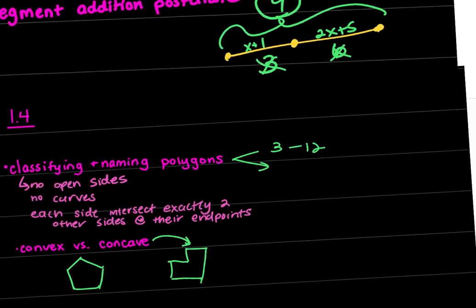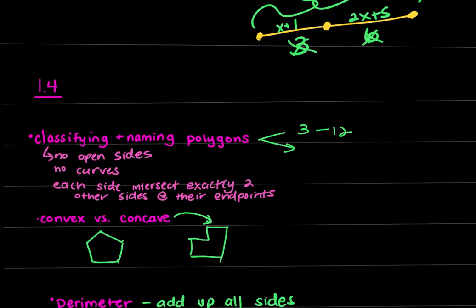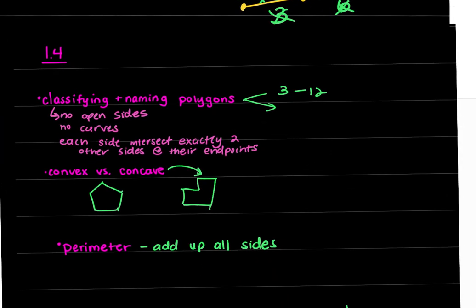And then in 1.4, we talked about classifying and naming the polygons. They can't have any open sides or any curves, and they have to intersect at exactly two other sides at their endpoints. And then we talked about the difference between convex and concave. So these are words that continued to get built into other things. So hopefully we know this stuff because you reused it. But anything that you don't know or you need a refresher on, obviously, is something that you want to write down or take a photo of. Or this is on the video.